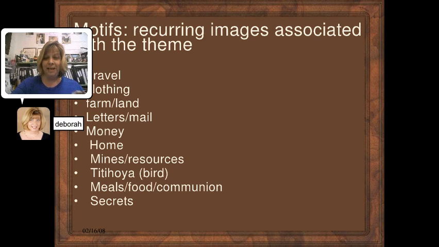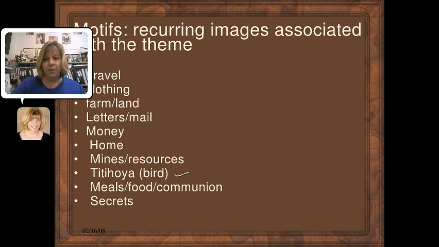Some of the motifs to keep an eye out for as we go through include travel, clothing, how people wear things and what kind of items they put on, farmers and the land and the people's connections to the land, letters and mail and how things get sent back and forth, money and how it's used, home and what home means to different characters at different times, the mines and the use of the resources.